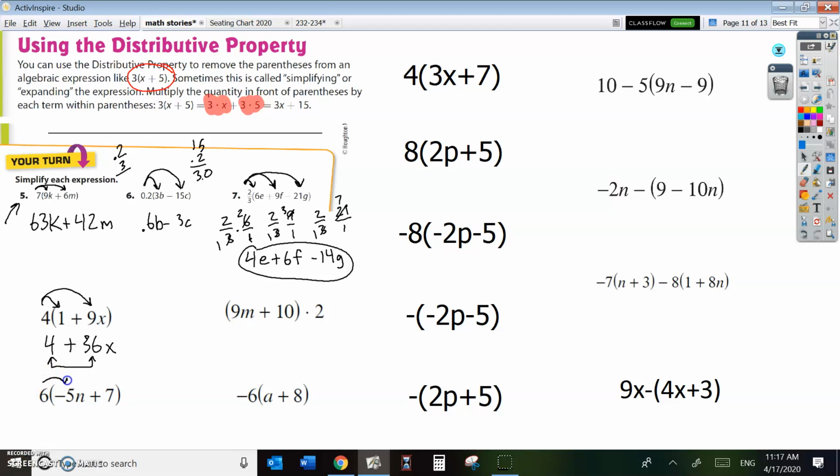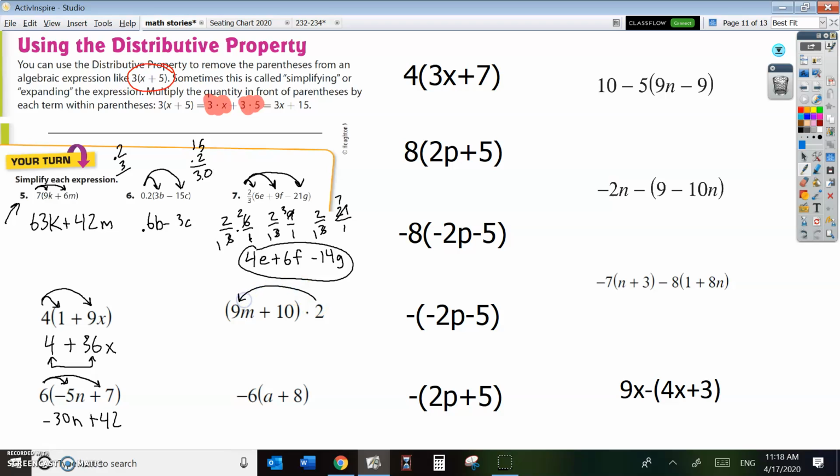6 distributes to negative 5n. 6 distributes to 7. 6 times negative 5 is negative 30n. 6 times 7 is 42. These are unlike terms. First term has a variable and the second term does not.